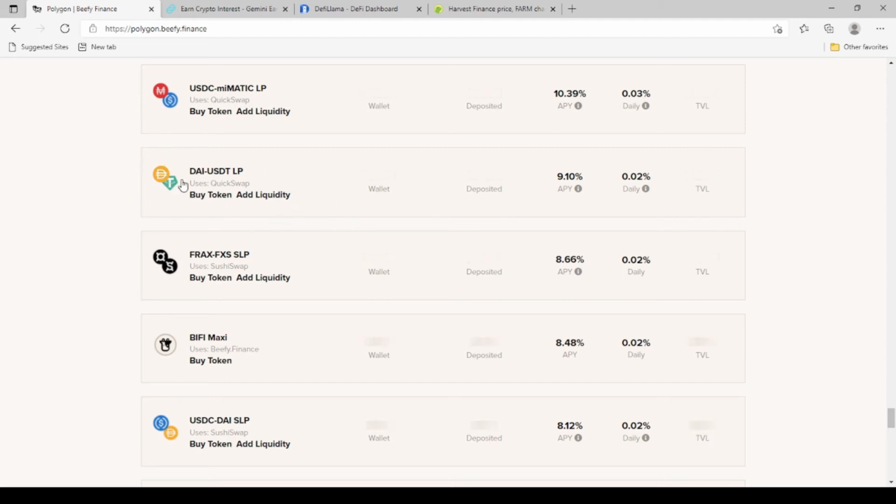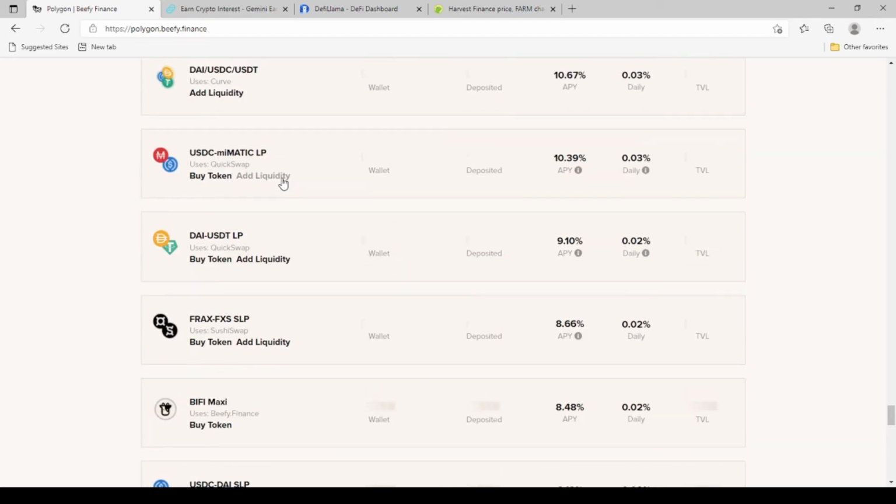So for example, let me bring you over to one section over here. The reason I brought this up is because DAI and USDT are two stable coins. So there's, I don't want to say no risk, I want to say there's less risk than some of the other projects that I scrolled through, because 9.10% by crypto standards is pretty low, and it's not that exciting, but it's still a lot better than just sticking your money in the bank.